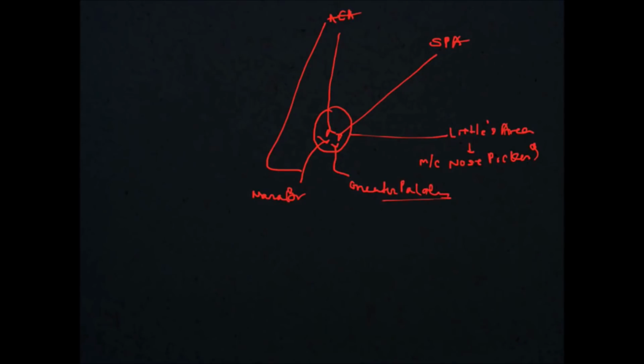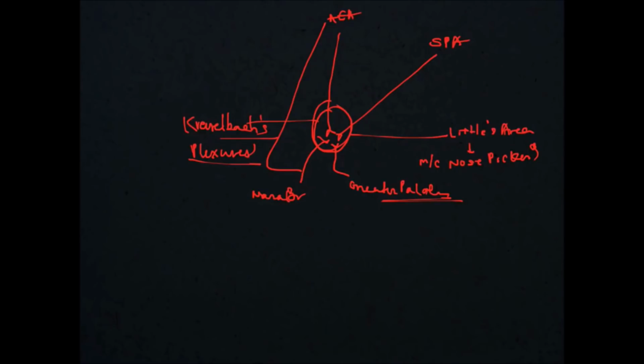So these are the branches leading to the formation of the plexus of anastomosis that is known as Kiesselbach plexus. Potential site for epistaxis in nose pickers. It is present on the nasal septum. So this point you must remember.